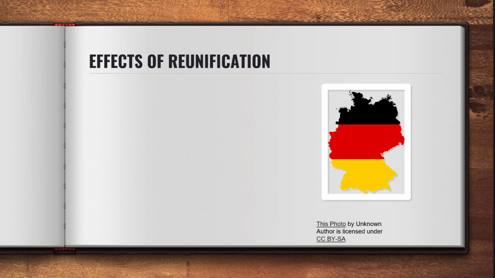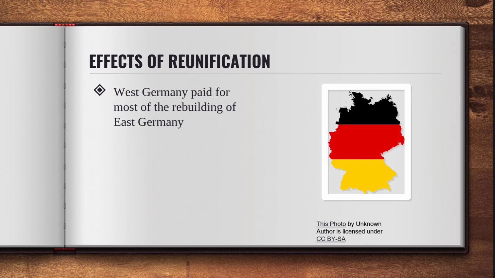Now, the effects of reunification. So West Germany, the democratic part, they paid for most of the rebuilding of East Germany. They paid to help them because when the Soviet Union pulled out, they didn't leave a whole lot, and they didn't have industry and that sort of thing, and so they needed help.